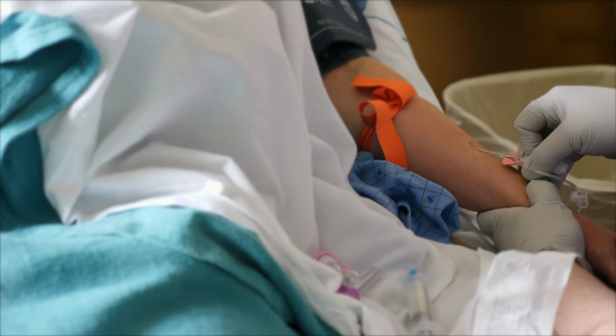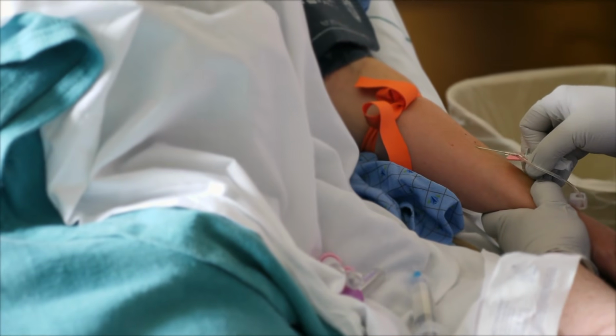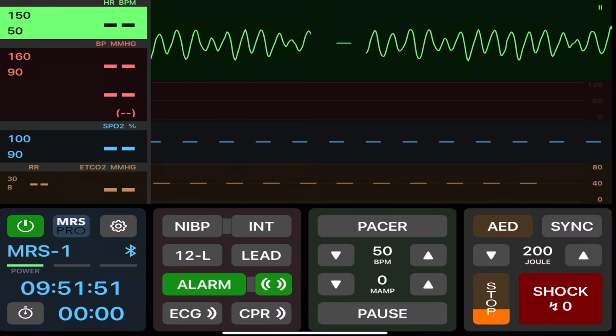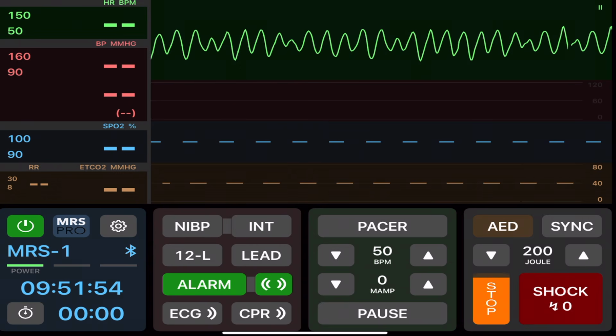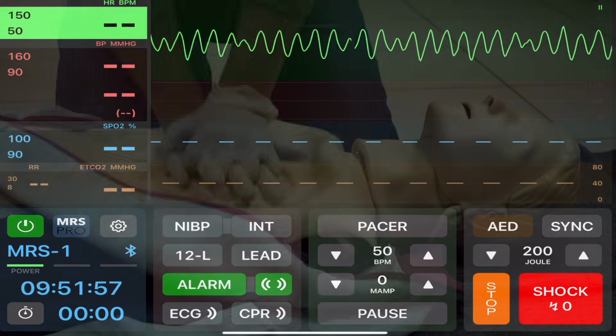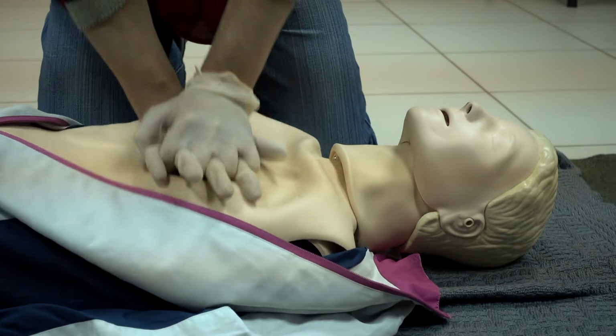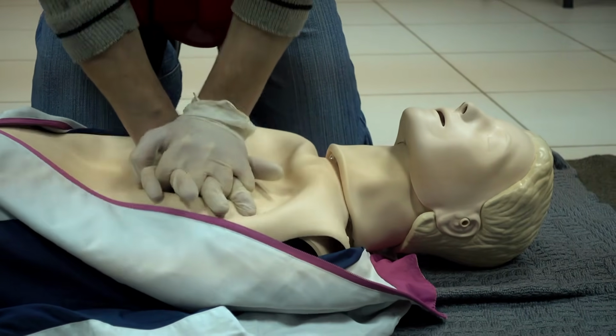Insert an IV or an IO if an IV is not possible, and start preparing our first medication. Our first cardiac arrest medication is going to be epinephrine, 1 milligram of the 1 milligram in 10 ml concentration or 1 in 10,000. After 2 minutes of CPR, analyze the rhythm, and if it's still VF or pulseless VTac, immediately defibrillate for the second time. And resume high quality CPR for another 2 minutes.